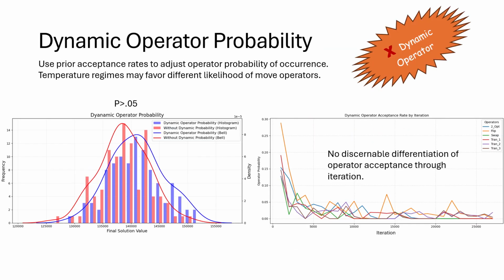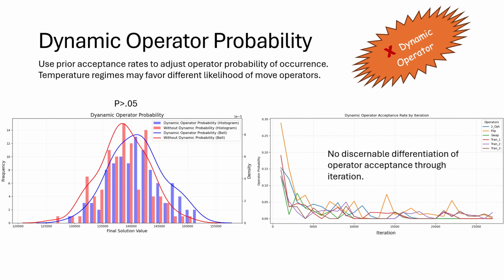The next one was dynamic operator probability. So using prior acceptance rate to adjust the operator probability of occurrence. Temperature regimes may favor different likelihoods of move operators. Unfortunately for this one, it turned out that when we looked at with and without the dynamic probability adjustment, the p-value was above 0.05, between 0.23 and 0.33. So we can't really say this is going to be useful.